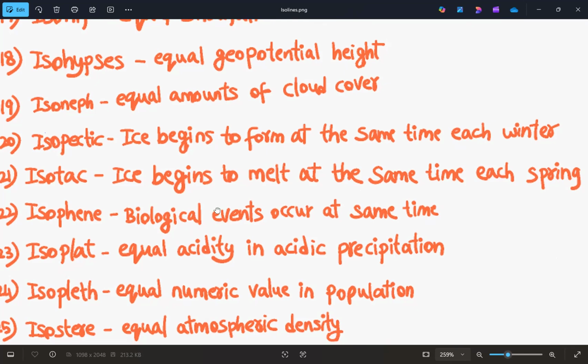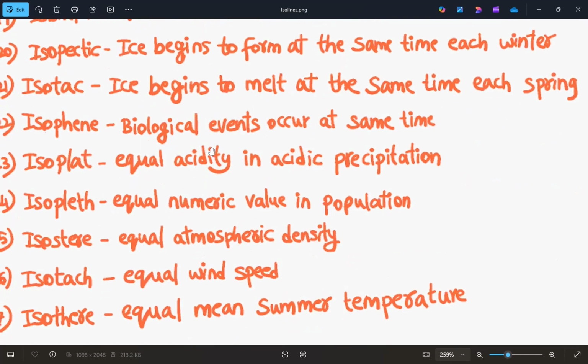And the next one is isoplat. For isoplat, what does it measure? It measures equal acidity in acidic precipitation. For this, the trick could be: I poured acid in a plate. I poured acid in what? Plate. So plate for isoplat, and acid is what it measures: equal acidity in acidic precipitation. So this is what an isoplat is.